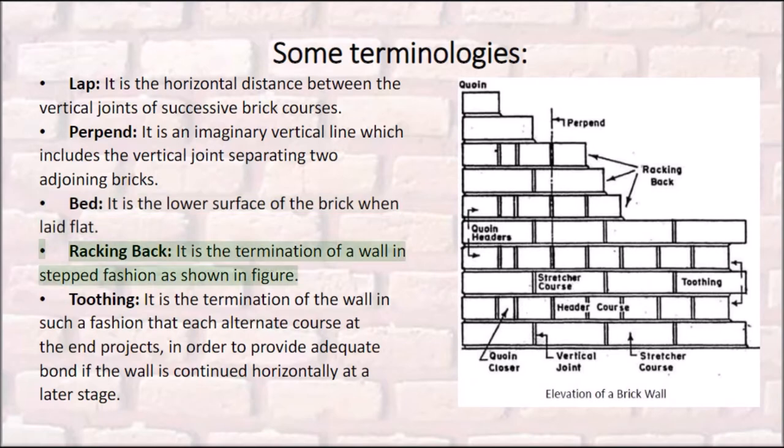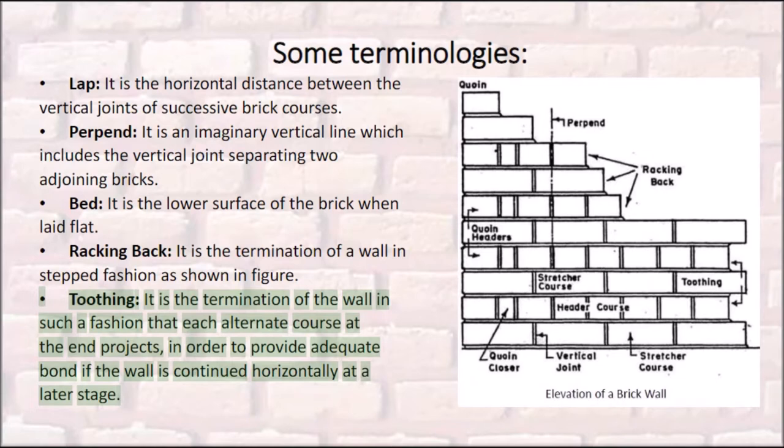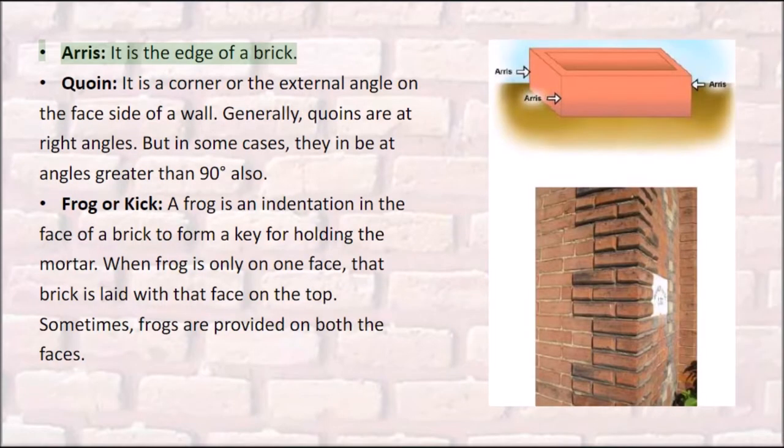Racking back, it is the termination of a wall in stepped fashion as shown in figure. Toothing, it is the termination of the wall in such a fashion that each alternate course at the end projects, in order to provide adequate bond if the wall is continued horizontally at a later stage. Arris, it is the edge of a brick.